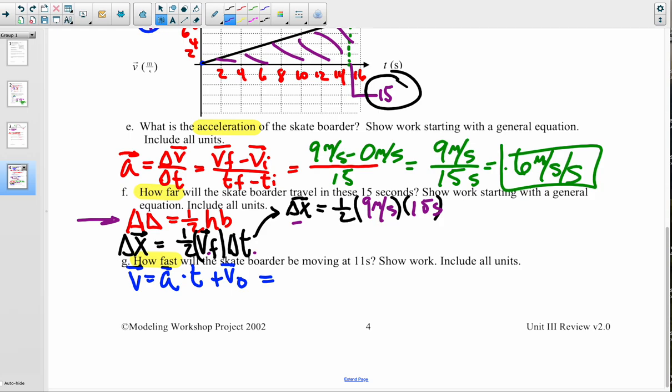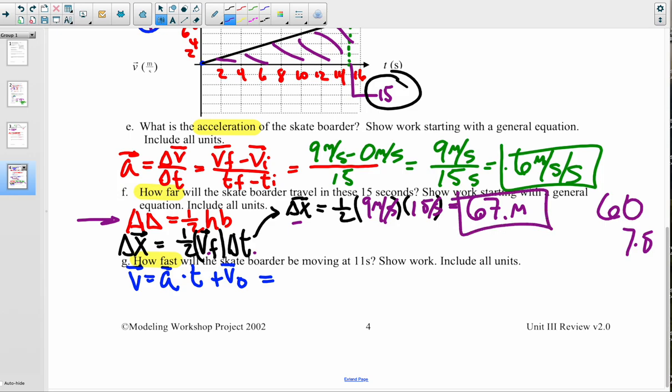Half of 9 is 4.5. I might need a calculator for this. 4.5, so 4 times 15 would be 60. Half of 15 is 7.5, so that's going to end up being 67.5. Seconds cancel out, leaving us with just meters.